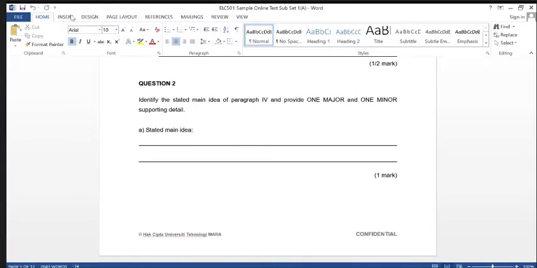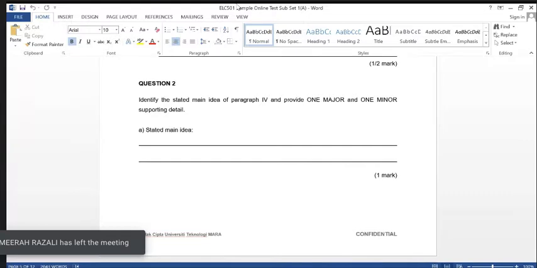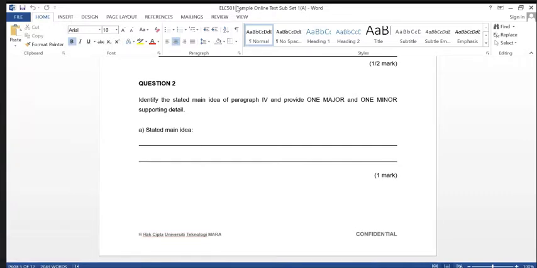Okay, one more thing. Now, please notice. Please take note, people. For the test, I would say almost all questions are asking you to refer to a specific paragraph in the text. For example, question 2 is asking you to get the stated main idea and the major and minor detail from this paragraph only.